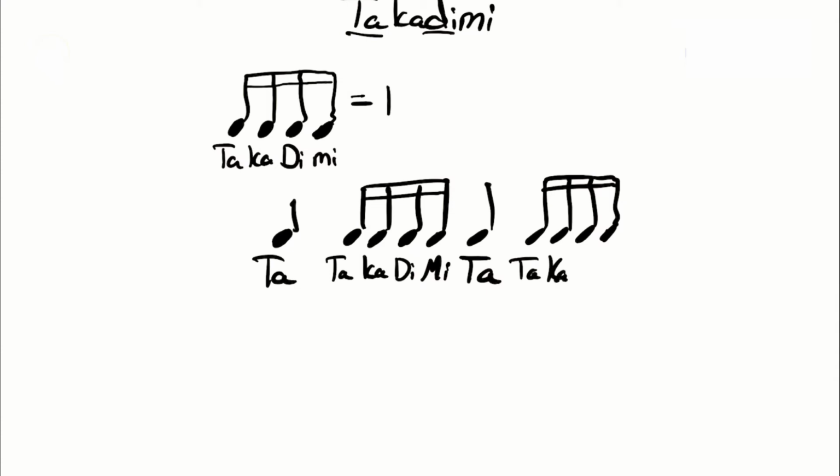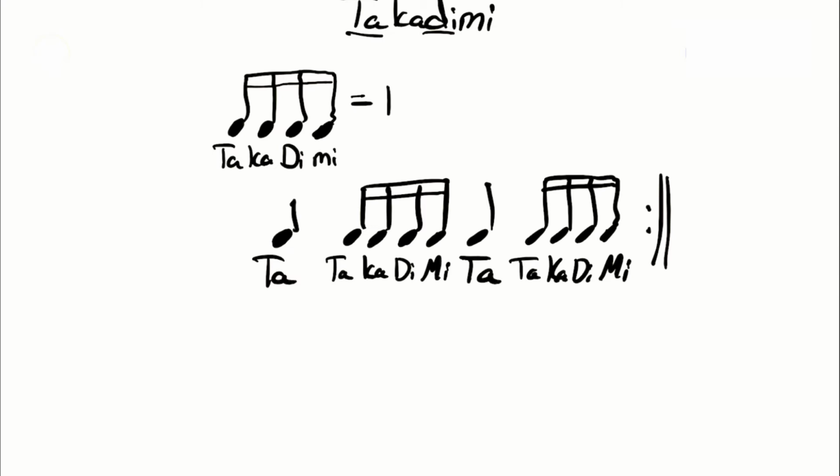Now, what you want to remember is the ta is always the beat. So if this is my speed, ta, Takadimi ta, Takadimi ta, Takadimi ta. And we're just pretending we do a repeat at the end of that and just repeat it over and over.